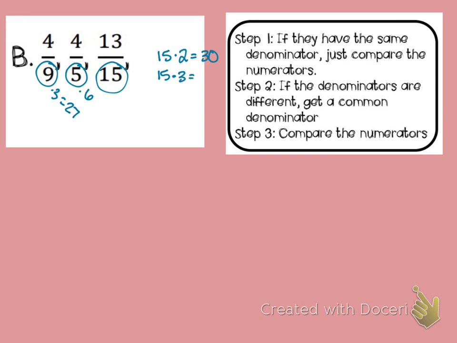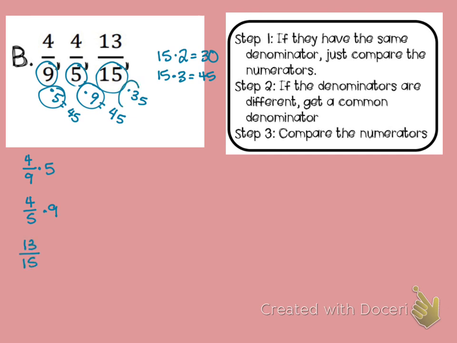15 times 3, which is 45. Okay. Is there anything I can do to 5 to get to 45? Yeah, the answer is times 9. And then right here, 9 times 5 equals 45. So what's our common denominator? 45. So let's set up our fractions. 4/9, we said we're going to multiply by 5. 4/5, we said we're going to multiply by 9. And 13/15, we said we're going to multiply by 3.